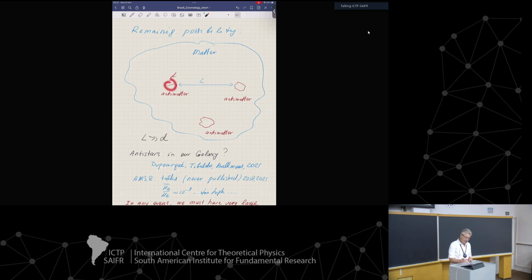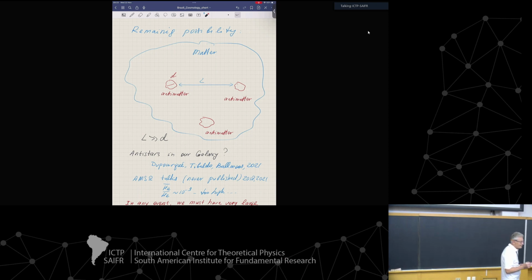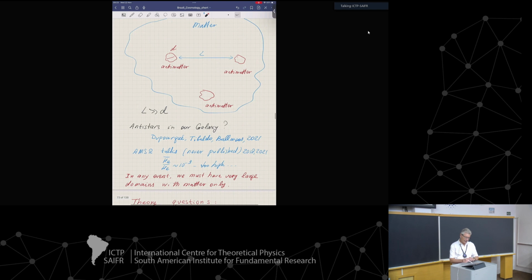and there are small pieces of antimatter in one place or another. These small pieces of antimatter could be some anti-stars, for instance. And there are even astronomical observations which say that, well, maybe there are even anti-stars in our galaxy.